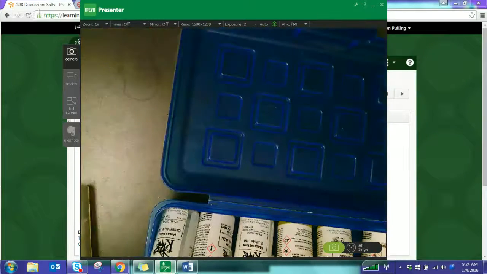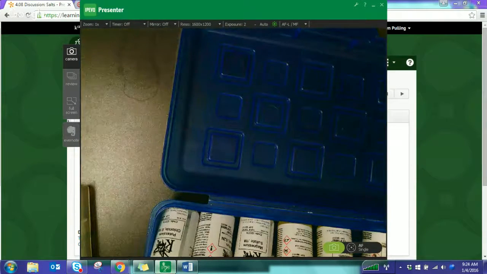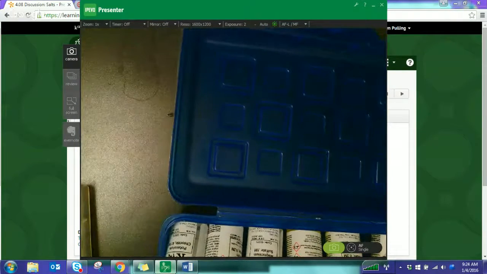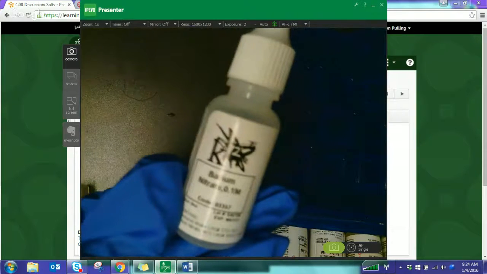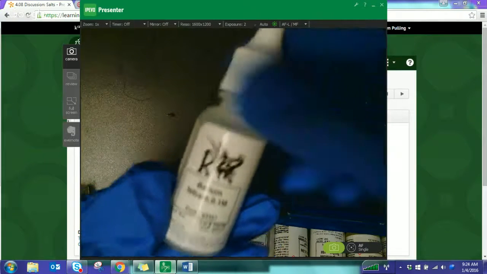So I think I actually, so small bottles, you're going to need barium nitrate 0.1 molar.